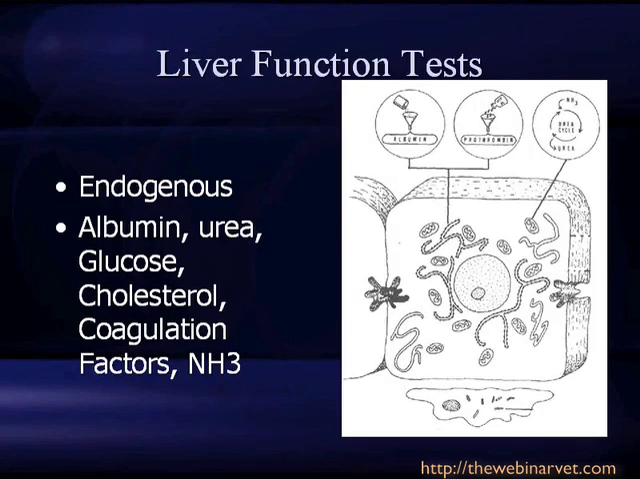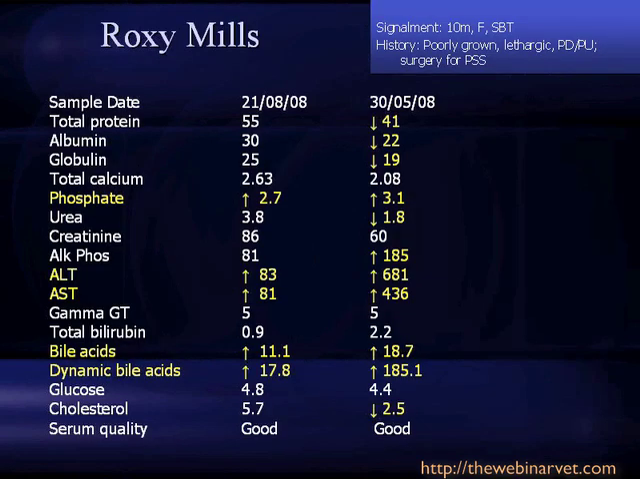So if we then think about the function indicators that we commonly use, the liver produces an enormous number of carbohydrates, proteins, and other metabolites, but the ones that we commonly measure are the ones listed on the left there. And so we can use these to try and give us a bit of a clue as to whether the liver is functioning normally or not.